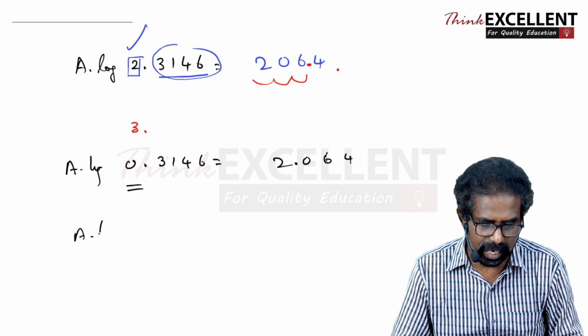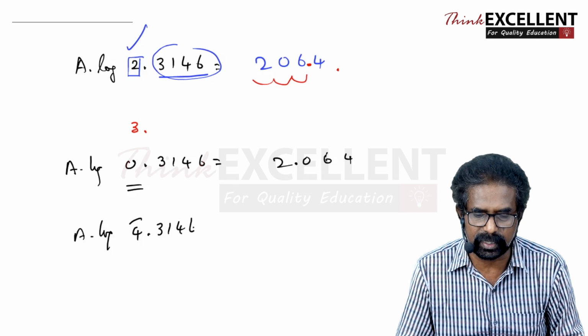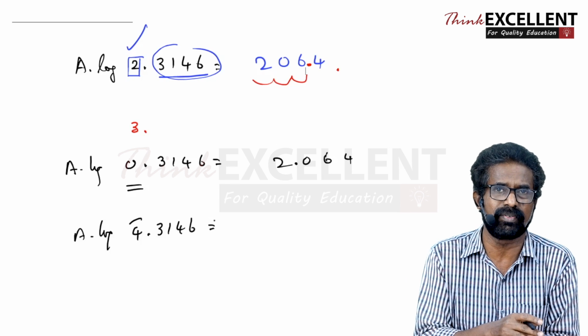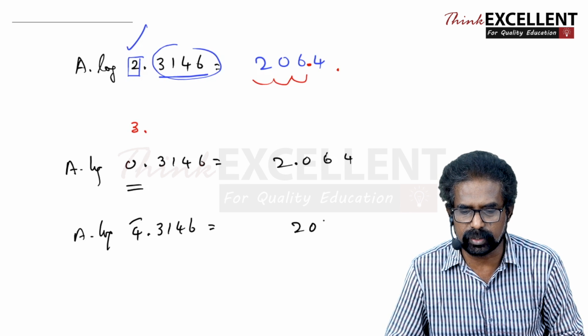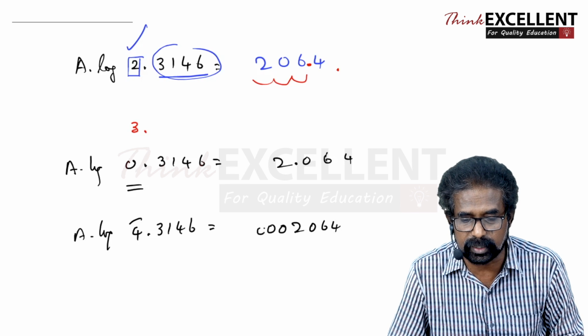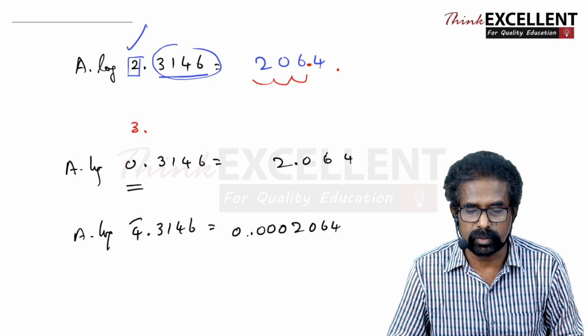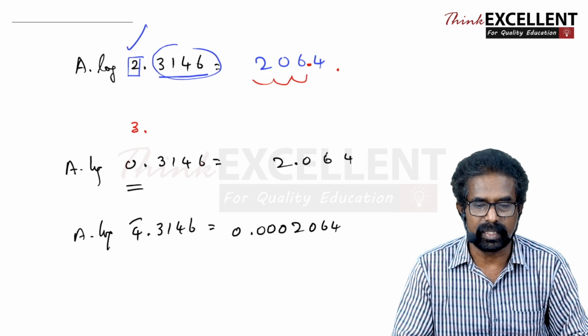Suppose the question is anti-log of bar 4.3146. It is just the opposite of logarithm, right? So for 3146 you are getting 2064. Bar 4 means before that you keep 3 zeros, so 0.0002064.